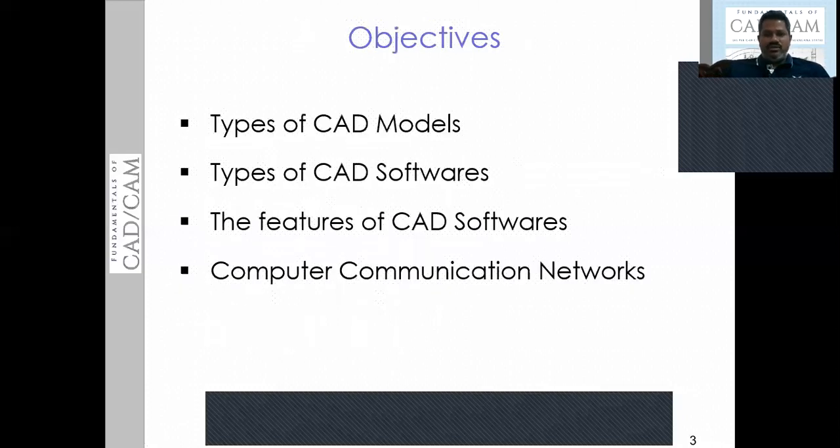Let me move forward to discuss the softwares commercially available in the market. We will see a glimpse of the different types of softwares available in the market. We will also see the vendors along with the software features. Finally, we will see the different communication networks used in the CAD system. This is the brief objective of this slideshow.